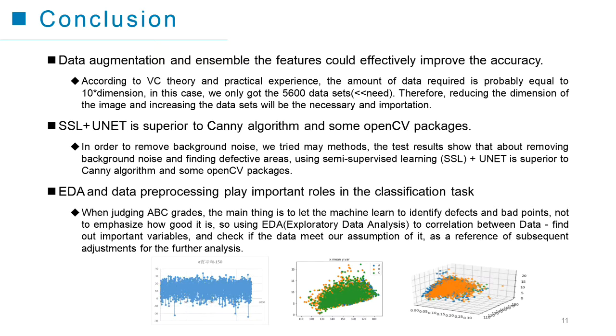When judging ABC grade, the main thing is to let the machine learn to identify defects and bad points, not to emphasize how good it is. Using EDA to check the correlation between the data, find out important variables, and check if the data meet our assumptions serves as a reference or sub-judgment for future analysis.